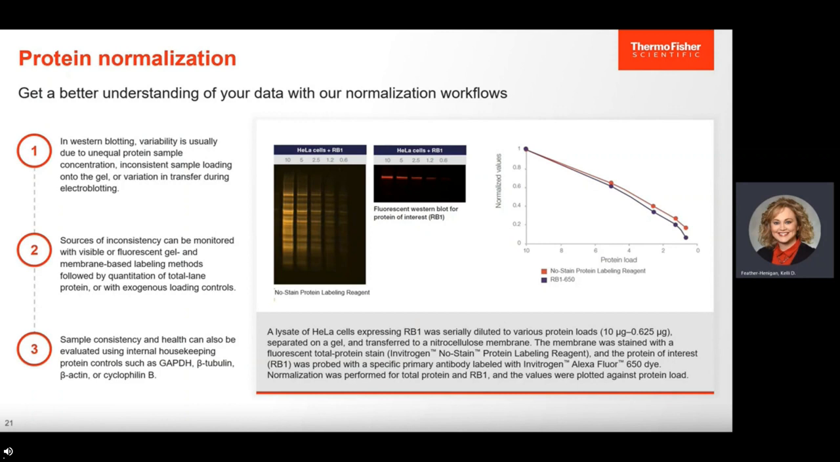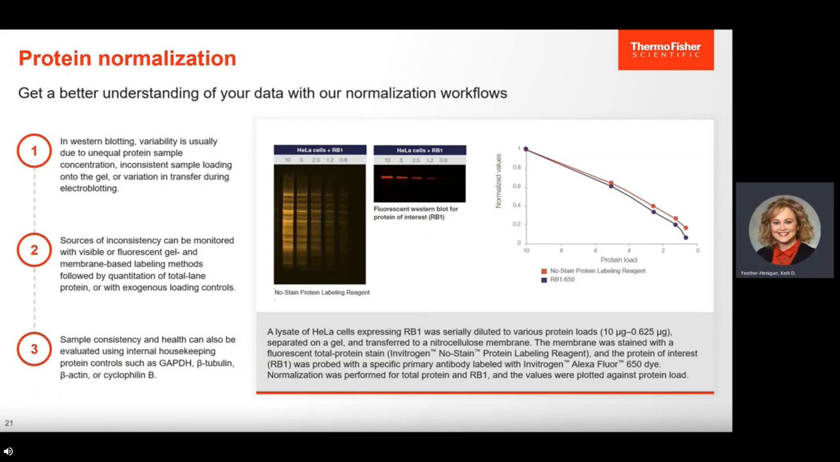You can gain a better understanding of your data using our protein normalization workflows. In Western blotting, variability is usually due to unequal protein sample concentration, inconsistent sample loading, or variation in the transfer step. Sources of inconsistency can be monitored with visible or fluorescent gel and membrane-based labeling methods, followed by quantitation of total lane protein or with exogenous loading controls.